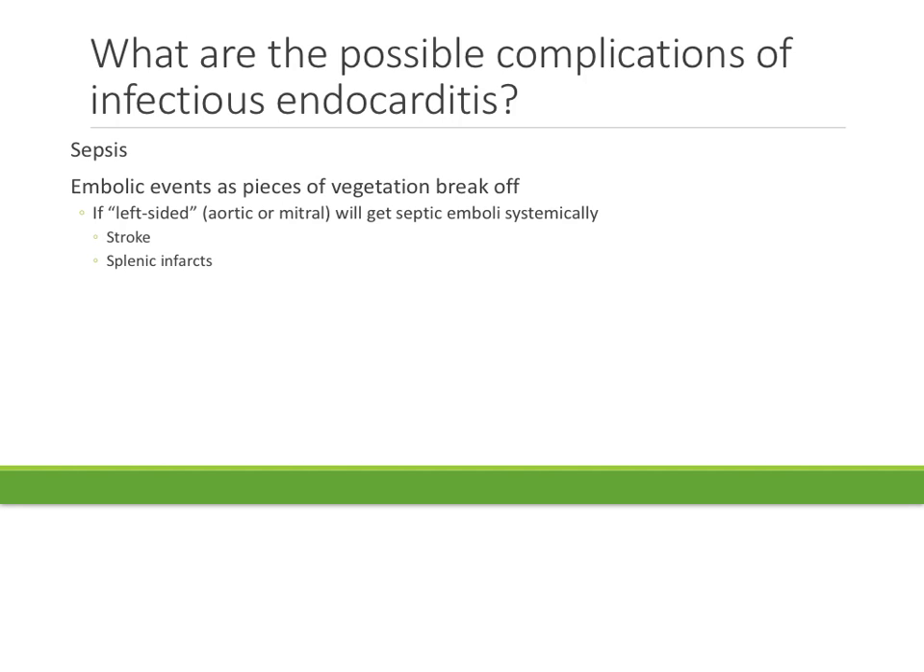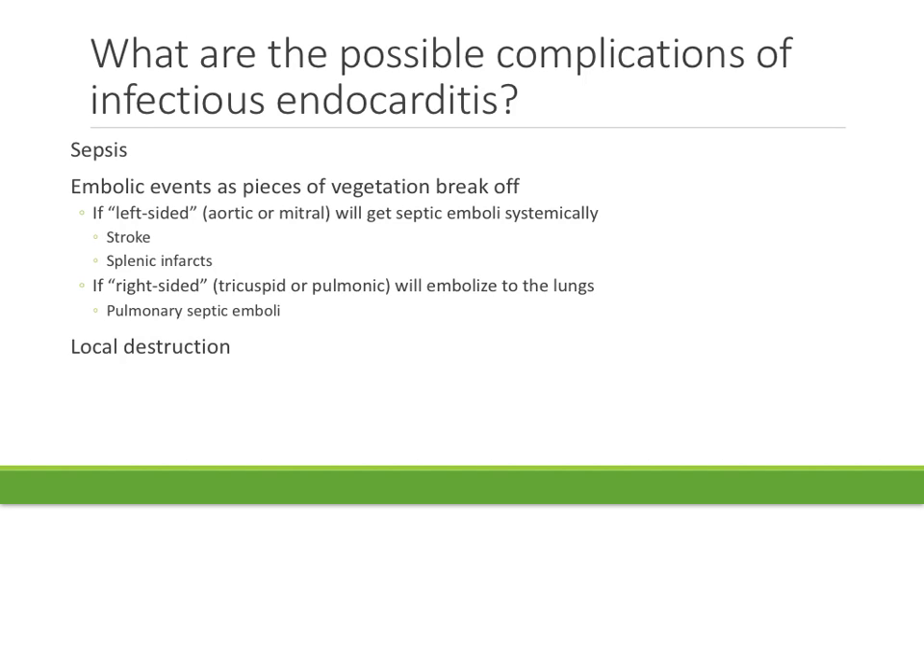If we're talking about left-sided endocarditis on the aortic or mitral valve, then one can get septic emboli systemically. You can get strokes, myocardial infarction, splenic infarction, renal infarction, any sort of infarction. If the patient has right-sided endocarditis on the tricuspid or pulmonic valve, then the emboli will go to the lungs. This causes pulmonary septic emboli. Of course, if a patent foramen ovale is present, you can get systemic emboli as well.